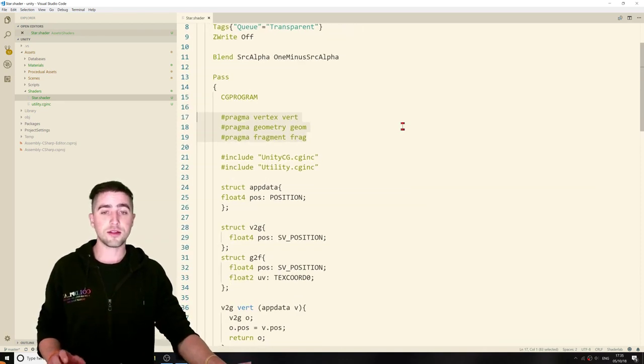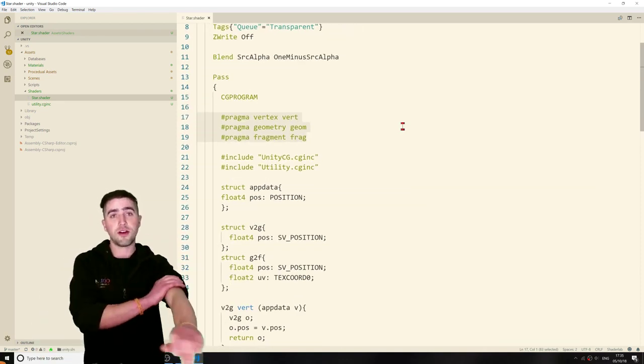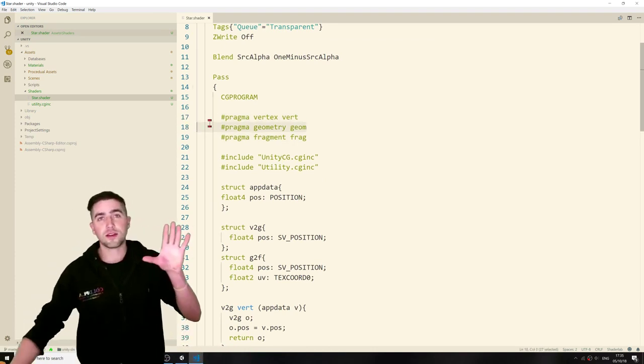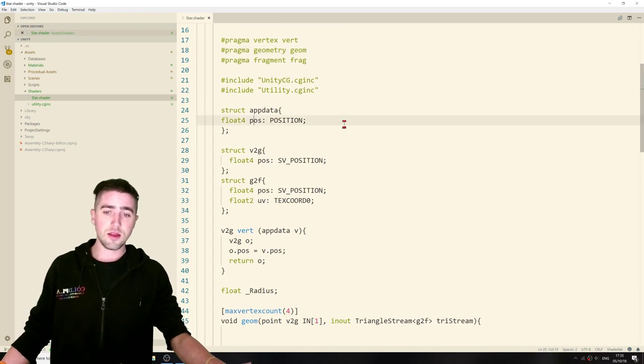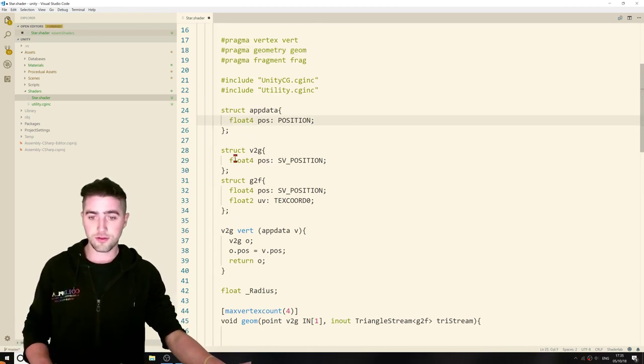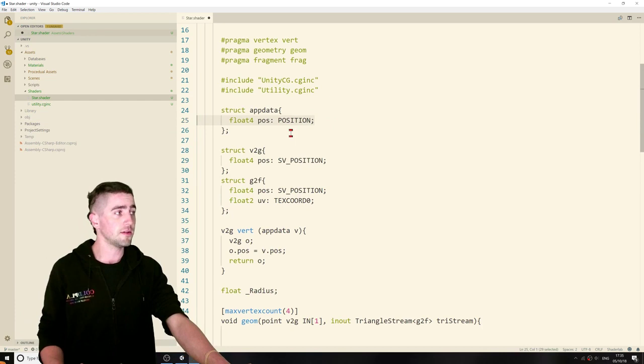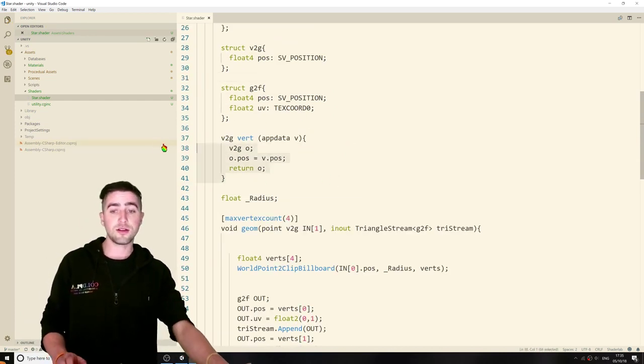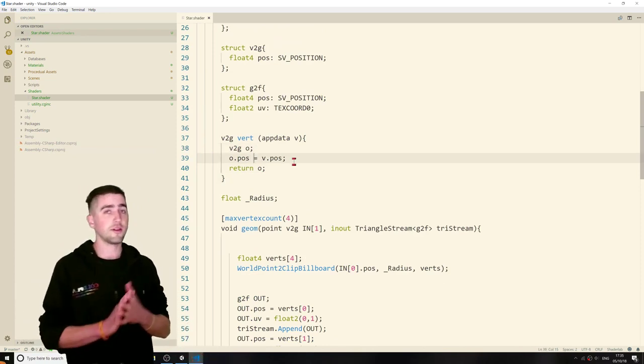There are three functions in this shader: a vertex, geometry, and fragment. Really, the geometry shader is where the billboard magic happens. They're very simple structures for the moment, really just dealing with a position. And the vertex shader doesn't do any transformations or anything like that.